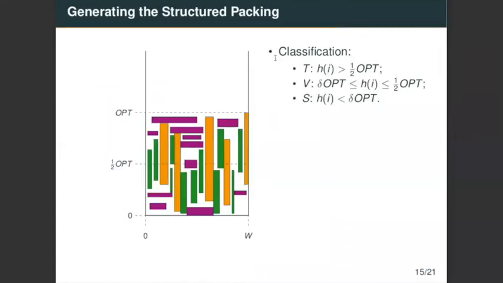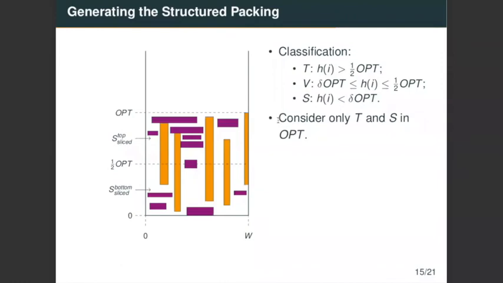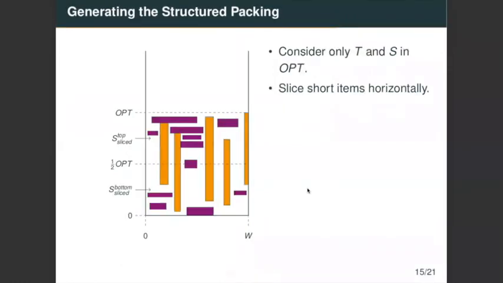The first step is to obtain a structural lemma and generate the structured packing. We begin with an optimal solution, a solution of height opt. The items are classified according to their sizes, as you can see in this figure. Now we only consider the tall items and the short items. We slice the short items horizontally to obtain slices of unit height. Now consider the horizontal line at height opt/2. The slices are either below opt/2 or above this height.